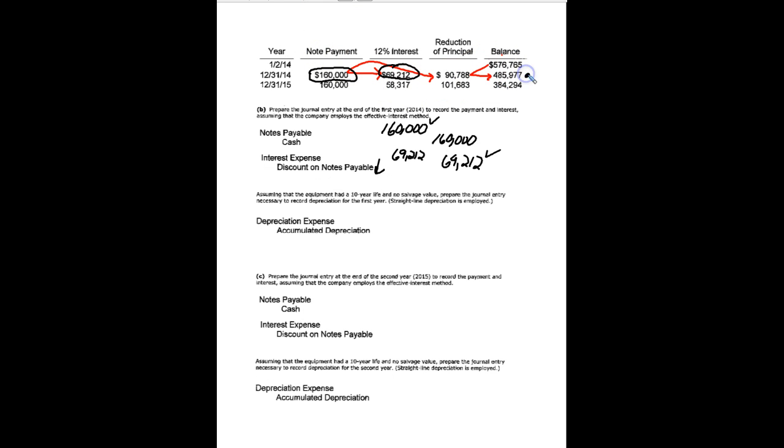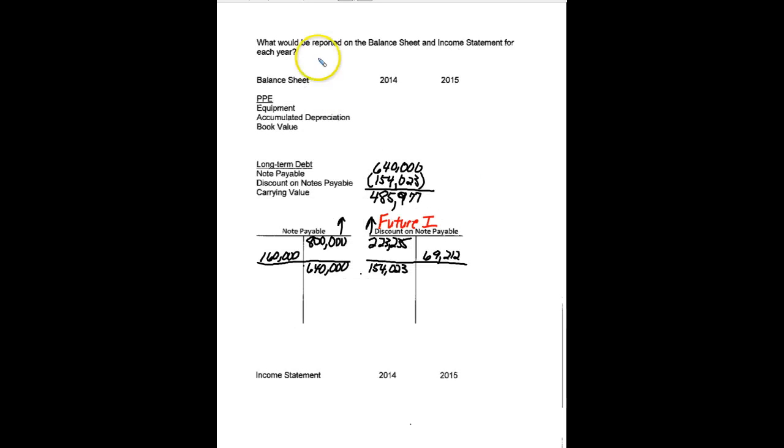There we go. And so my balance sheet should agree with this loan amortization schedule. The net of those two accounts is going to equal my net balance over here. Okay, the other thing is depreciation. So 10-year life. So we said the cost of the asset was $576,765, and no salvage, just divided over 10 years. So that's going to be $57,677. Let's go put that on our balance sheet.